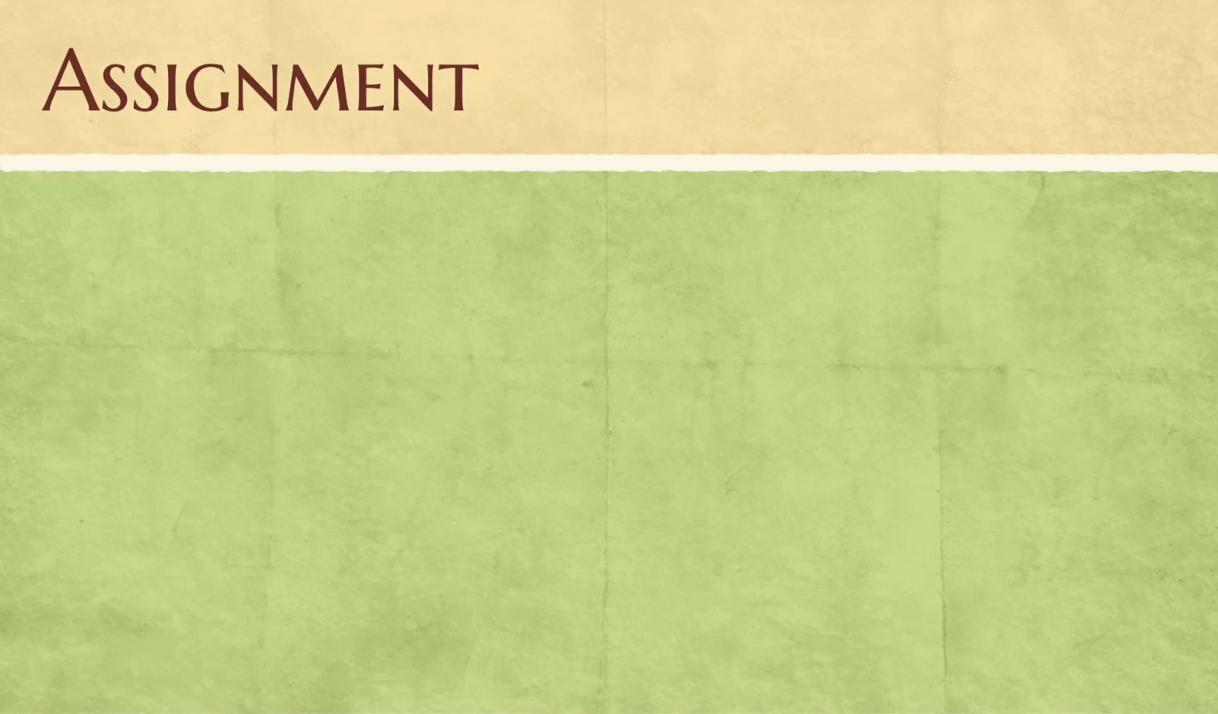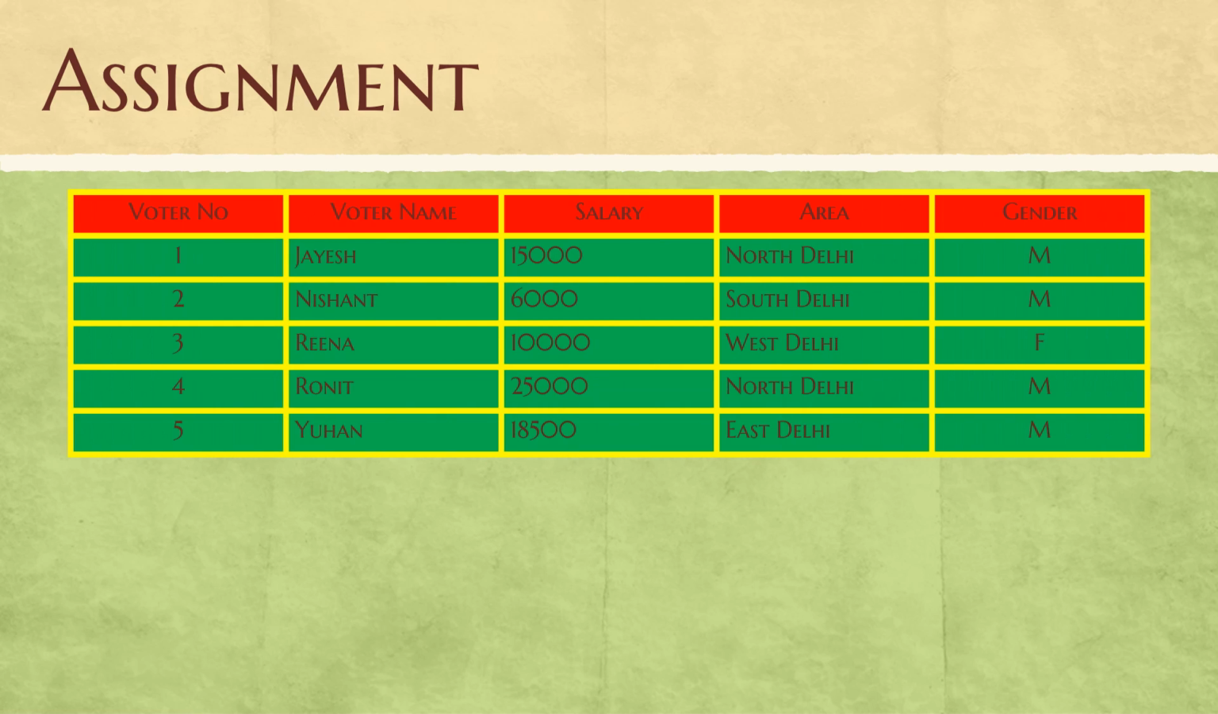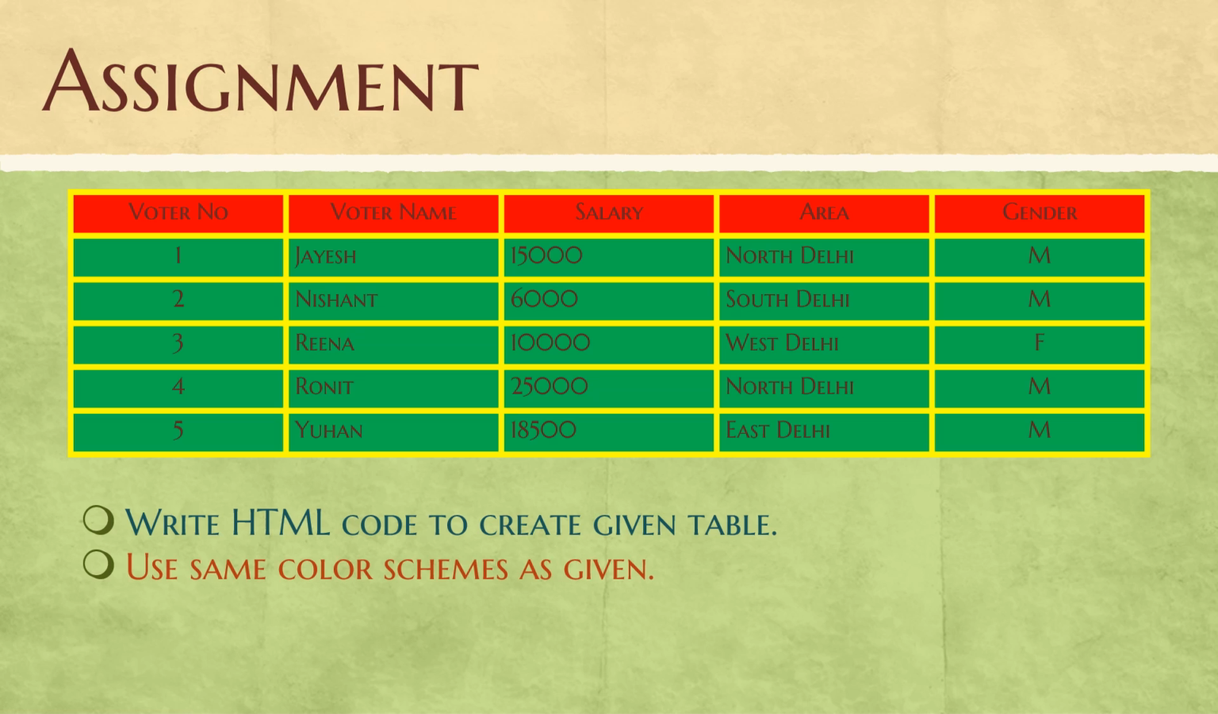The time for assignment. Here one table is given. You have to write the HTML code to create this table. Also use the same color scheme as given, like the header row background color is red and the rest of the table background color is green. The header row is center aligned. That means the headings, the voter number, voter name, salary, area, gender, all these column headings are center aligned. You will use the align equals center option in the TR tag.